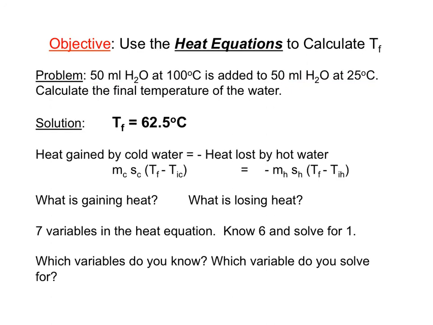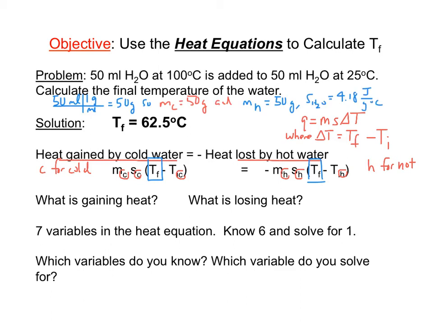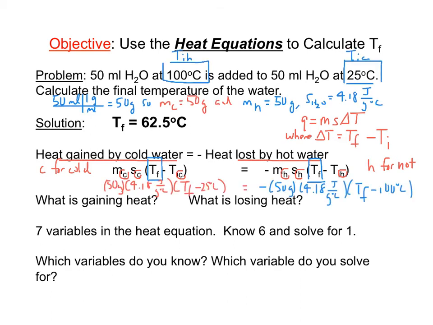To get this temperature, first identify what's gaining heat and what's losing heat. Then use this equation and apply it to the cold water and to the hot water. The final temperature for the cold water equals the final temperature of the hot water. Next, identify the variables we know. Finally, plug in all those variables into the equation and solve for TF.